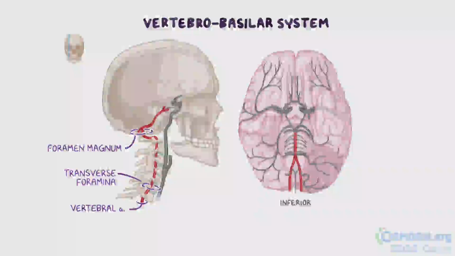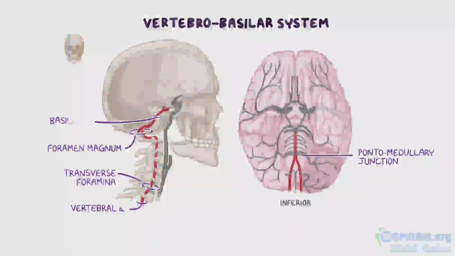Here, the vertebral arteries start their intracranial course by moving forward, upward, and medially over the medulla oblongata. At the pontomedullary junction, which is where the pons and the medulla meet, the two vertebral arteries merge with each other and form a single basilar artery, hence the term vertebro-basilar system.